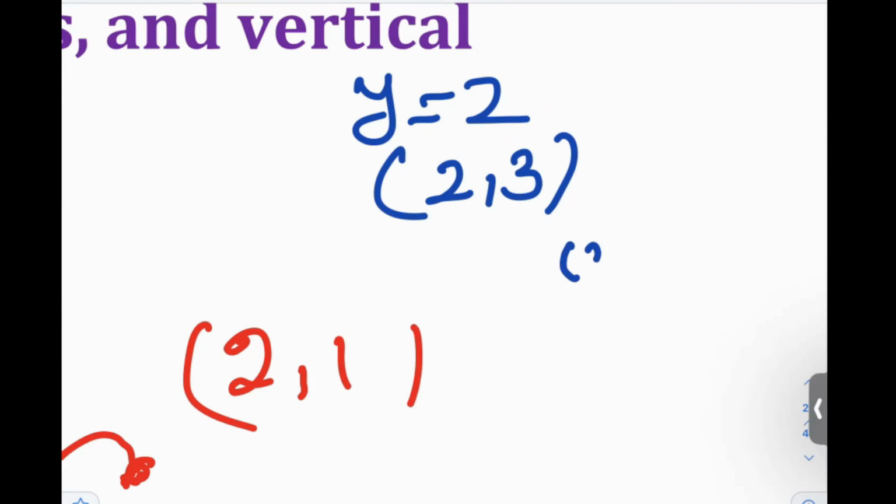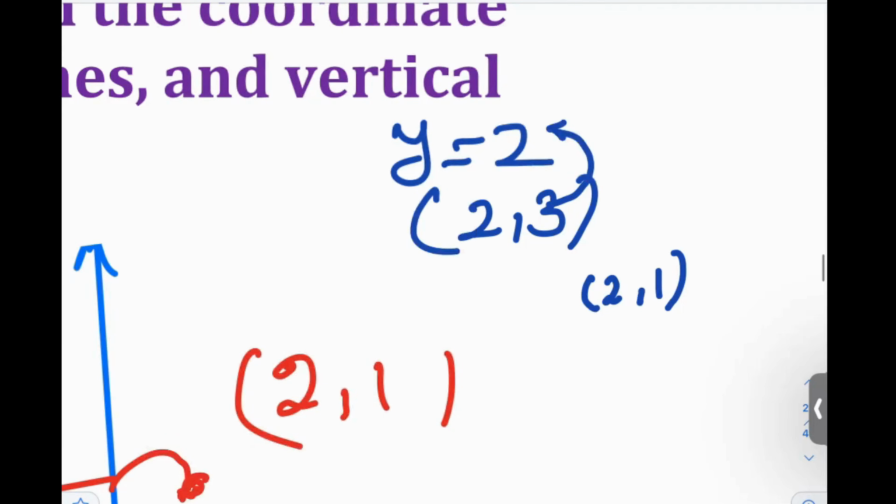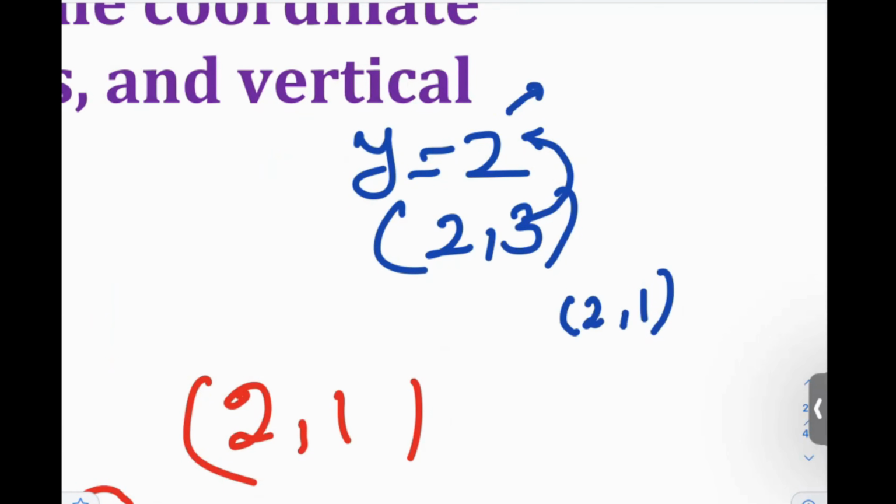So that means 2 remains the same and y will change. How much will y change? Now, you will see what happened from 3 to 2. It decreased by 1, so you will decrease another one. It will be 1. Another way to do that is just multiply this by 2 and subtract the original y, which is 3. So 4 minus 3, which is 1.